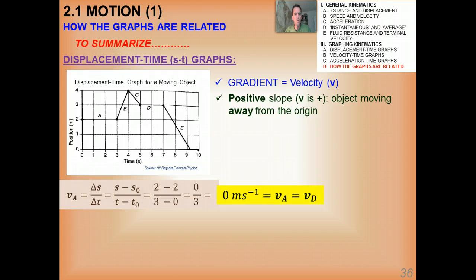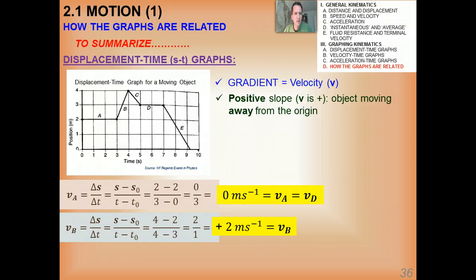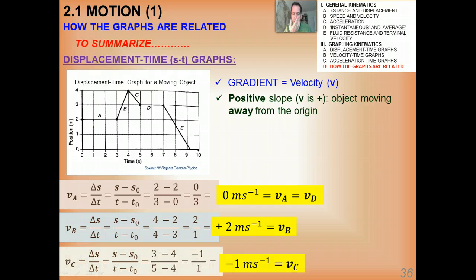Okay, so for example, in this case, V sub A equals V sub D. Well, it's not really related to a positive slope, but V sub A equals V sub D, and in those two cases, the object is actually not moving, but they're at different locations relative to the origin. V sub B, in segment B, this object is going positive 2 meters per second, okay? And in V sub C, it's going negative 1 meter per second.